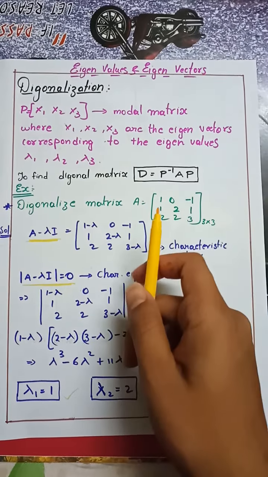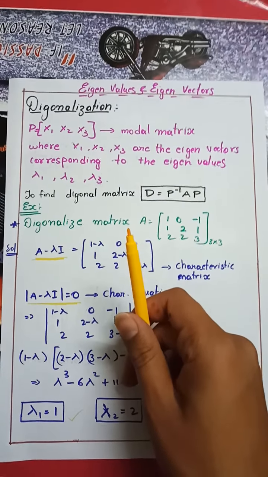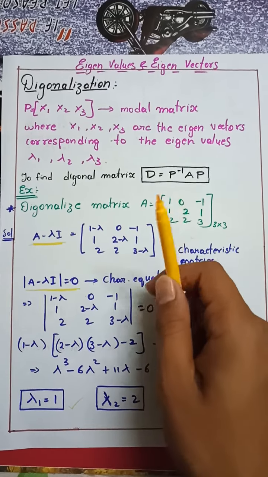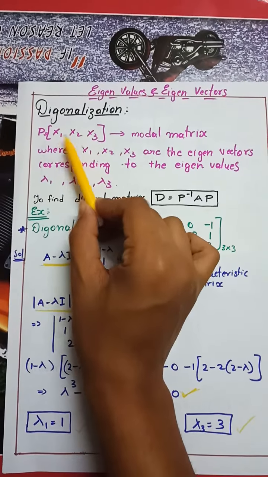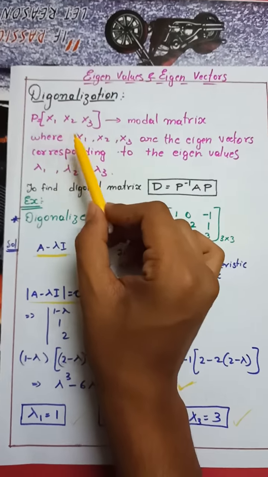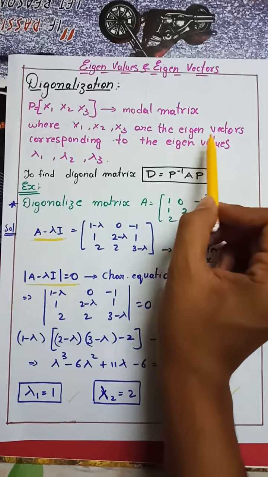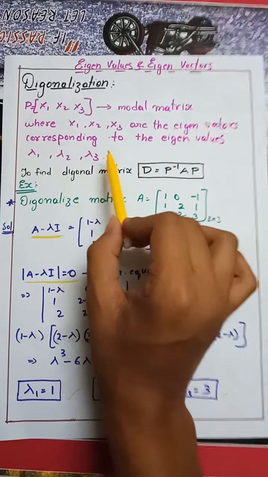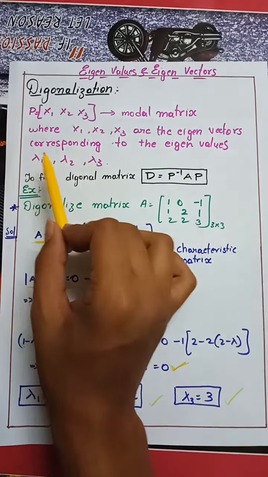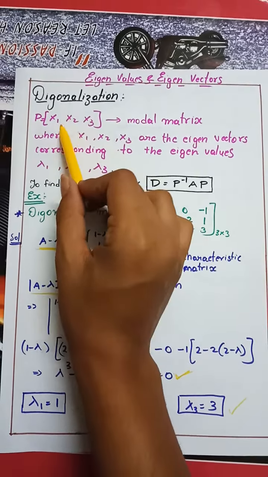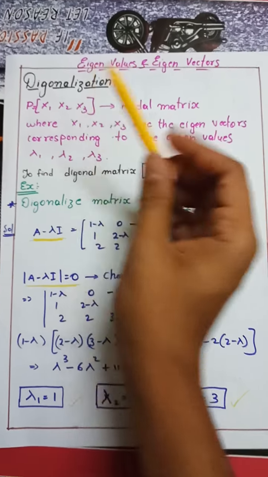Hi guys, now we are going to discuss diagonalization from the chapter eigenvalues and eigenvectors. Here P is equal to [x1, x2, x3]. This is the model matrix where x1, x2, x3 are the eigenvectors corresponding to the eigenvalues lambda 1, lambda 2, lambda 3. These lambda 1, lambda 2, lambda 3 are the eigenvalues. From this we can get the eigenvectors x1, x2, x3.